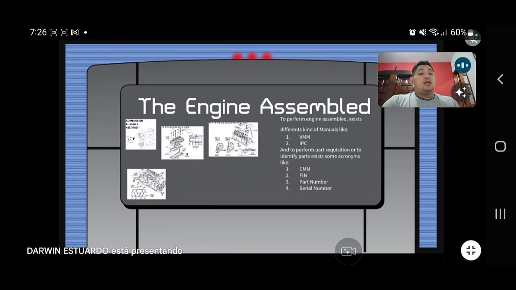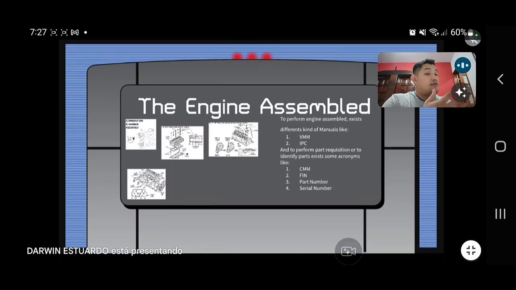Okay, here we go. To perform the engine assembly, there are different kinds of manuals. Why paste that information there? Because everything we buy has manuals with instructions to assemble, to install, or to perform troubleshooting or a test, like to verify if the instrument is working. For that reason, the engine assembly has a manual too, but these are different kinds of manuals.